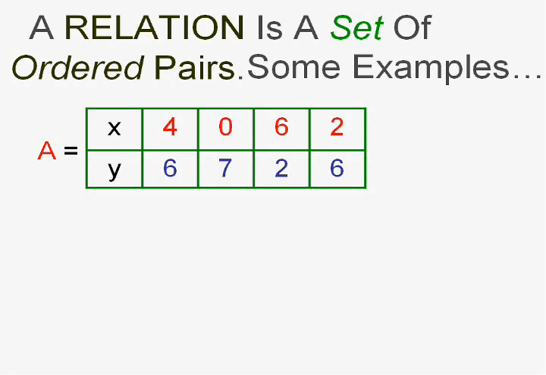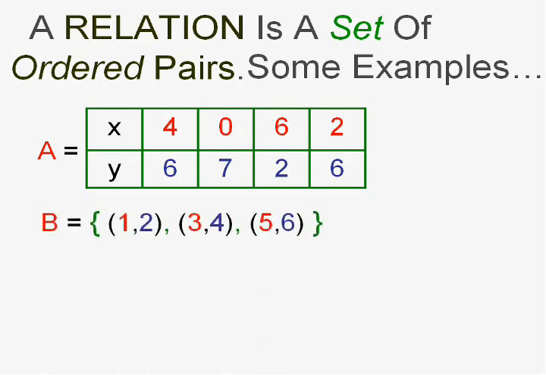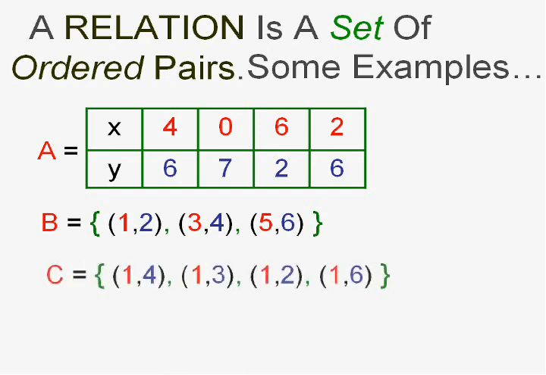Now note that these are ordered pairs. So (6, 2) is different than (2, 6). Here's another way to write a relation. This is the relation B, which is the set of 3 ordered pairs: (1, 2), (3, 4), and (5, 6). Starting to look a little like points, aren't they?